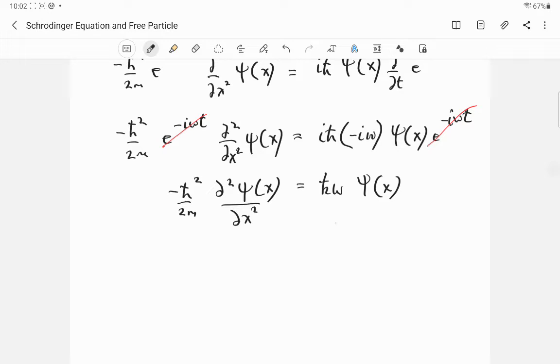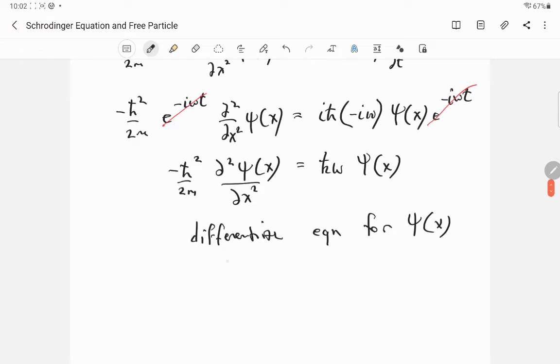So we have this sort of interesting situation. All right. This is a differential equation for psi of x. And I'd like you to notice that, if I wanted, and maybe I do, yeah, why not? Let's multiply the 2m over and divide by the negative h bar squared. So what we get is d squared psi of x by dx squared equals a minus sign, a 2m omega over h bar, on psi of x.